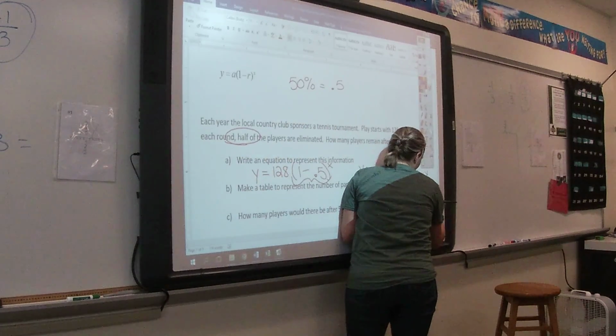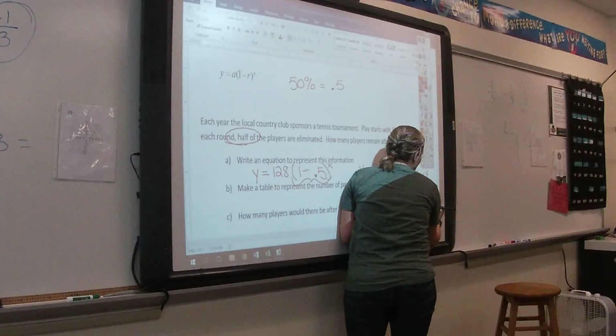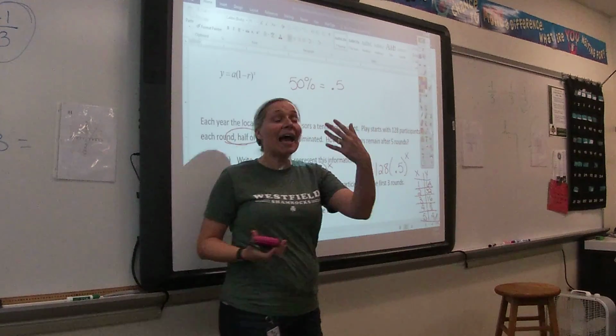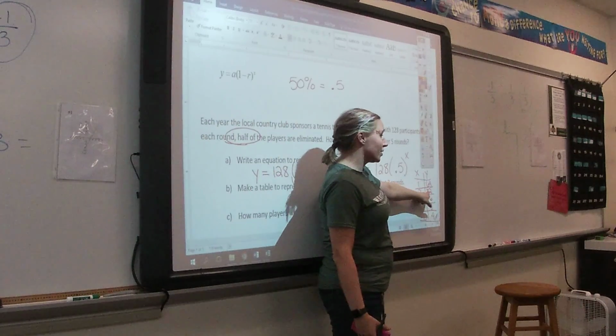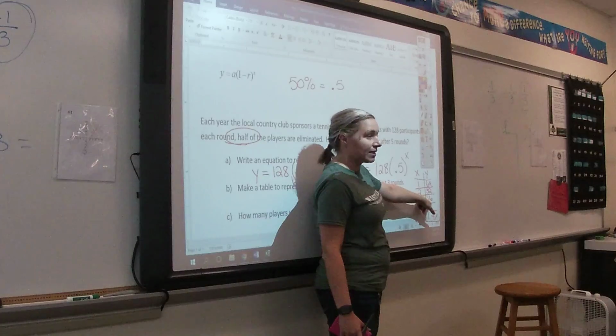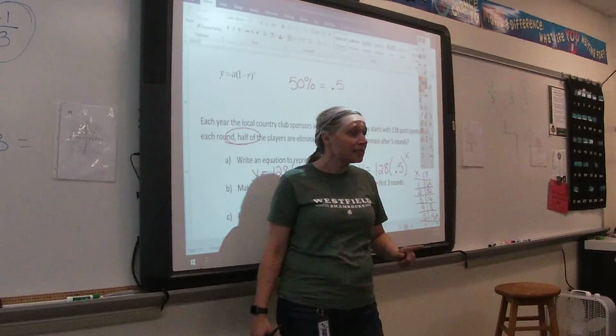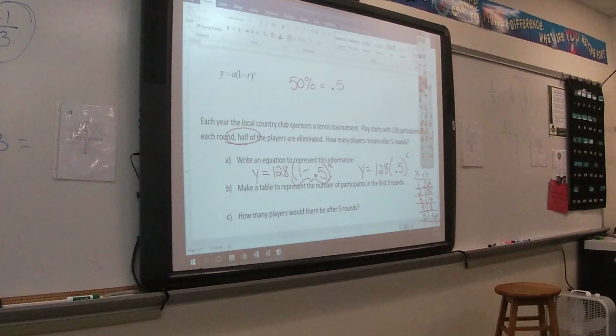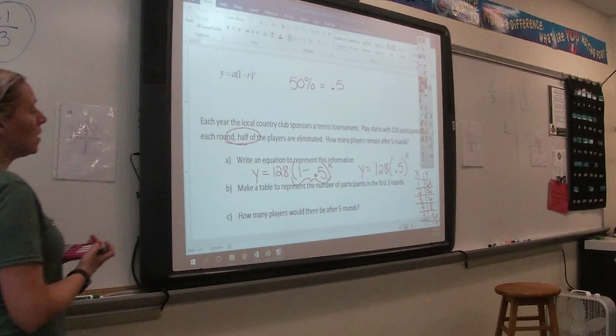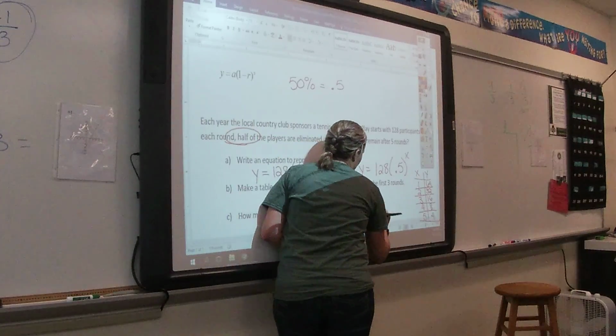16. Do these values make sense that we're getting out? It's half every time. Half of 64 is 32. Half of 32 is 16. Half of 16 is 8. So those values should be making sense. So how many players would there be after 5 rounds? 4. 2.